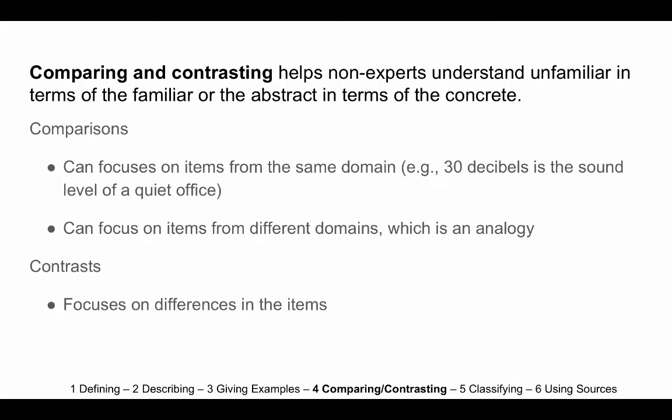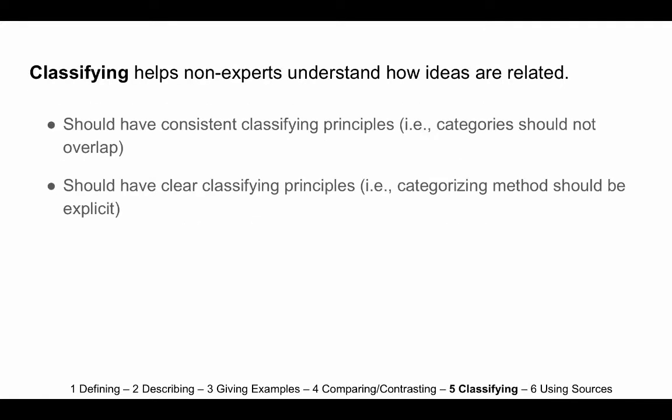The next strategy is classifying, and it helps non-experts understand how ideas are related. So it's a matter of categorizing something, some unfamiliar concept or term. It should have consistent classifying principles, so they should not overlap, and these should be clear. That way the reader understands how you're categorizing the term or the concept.